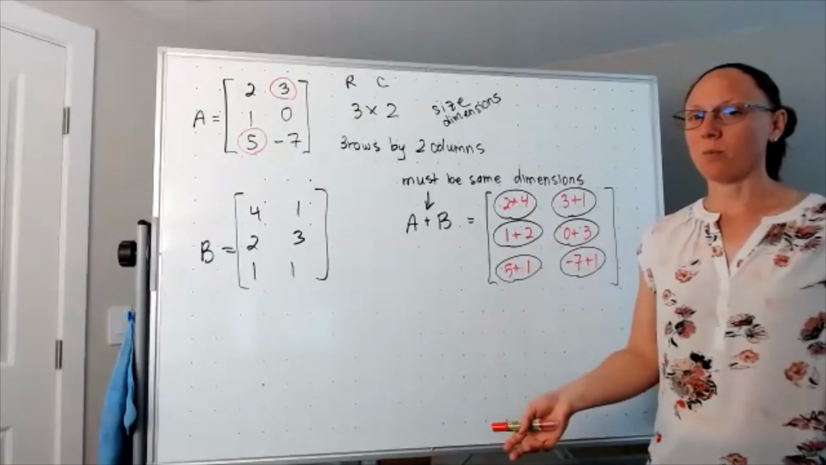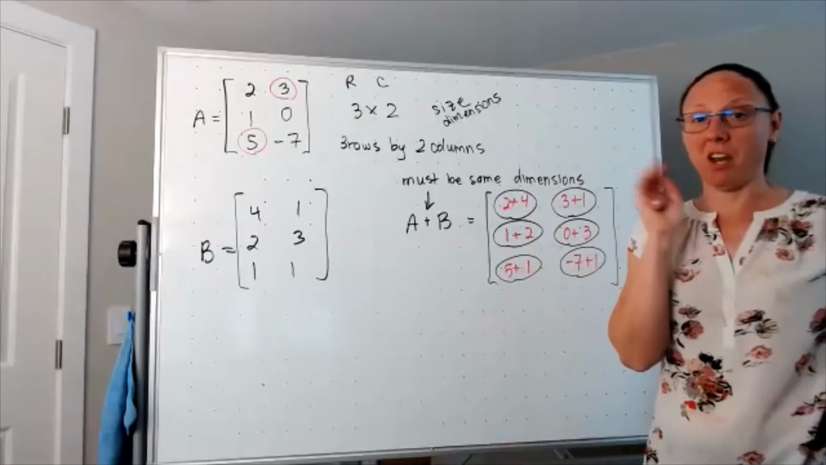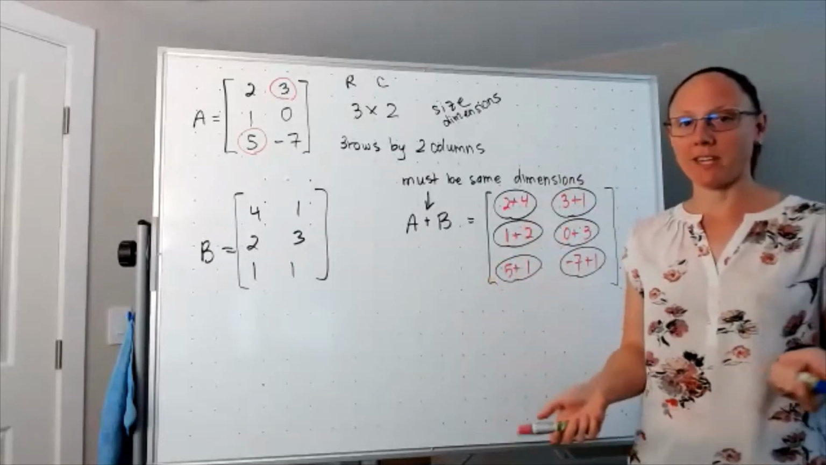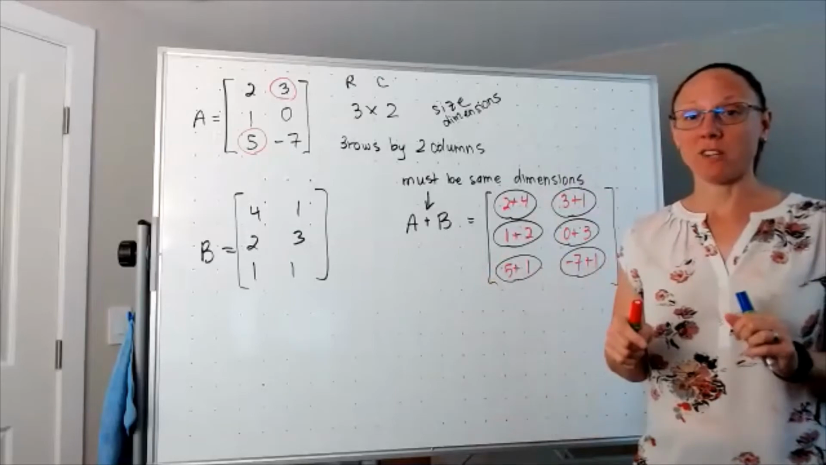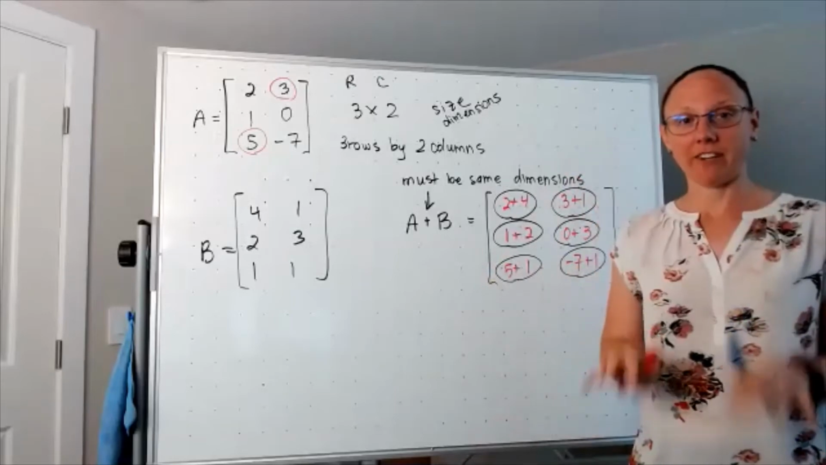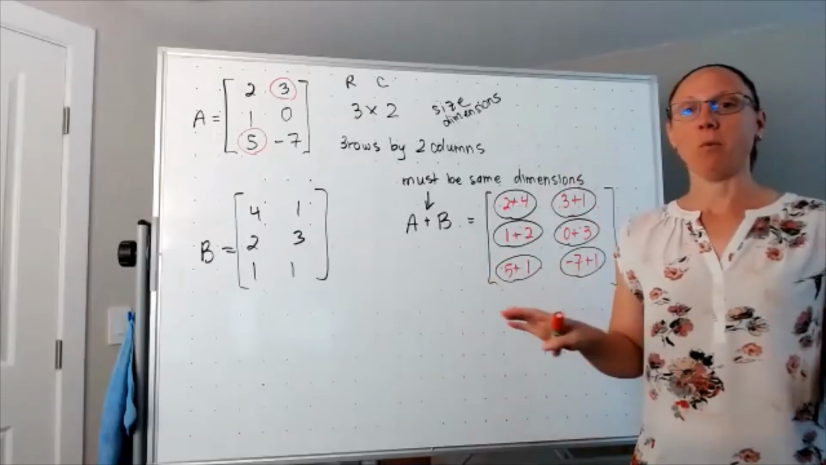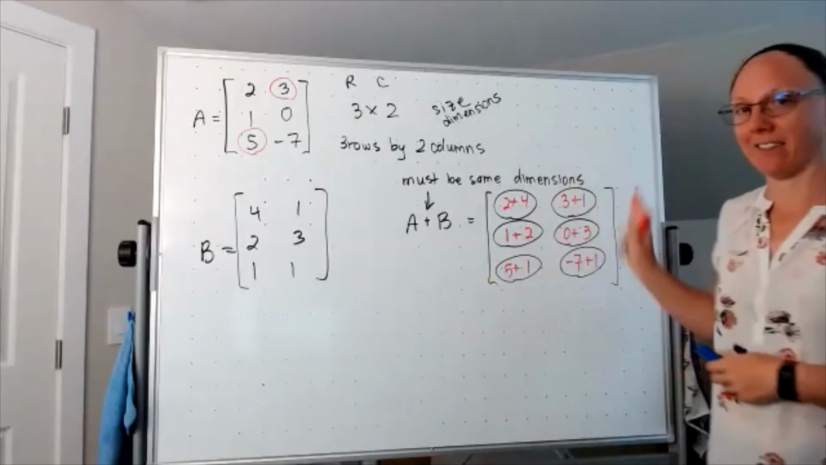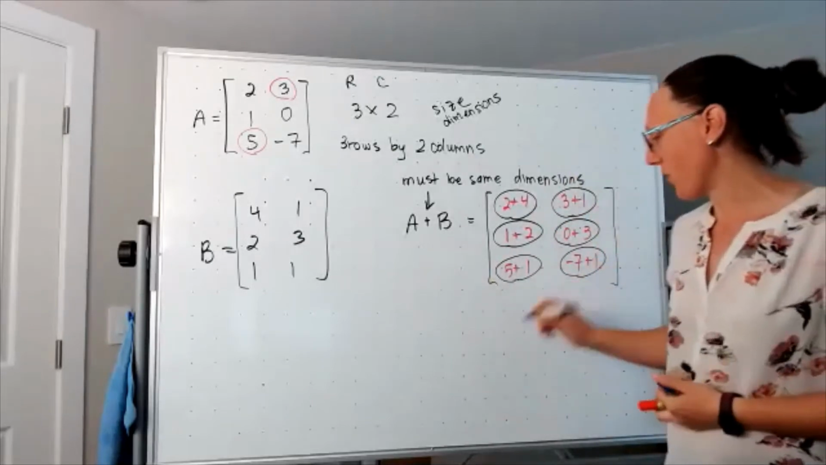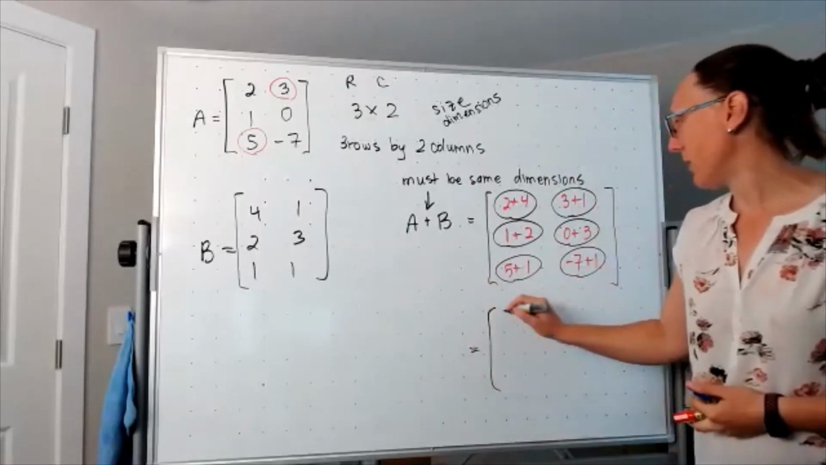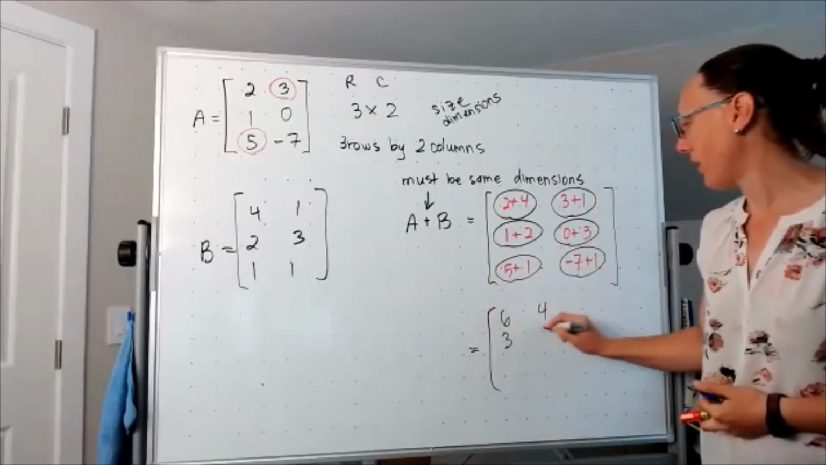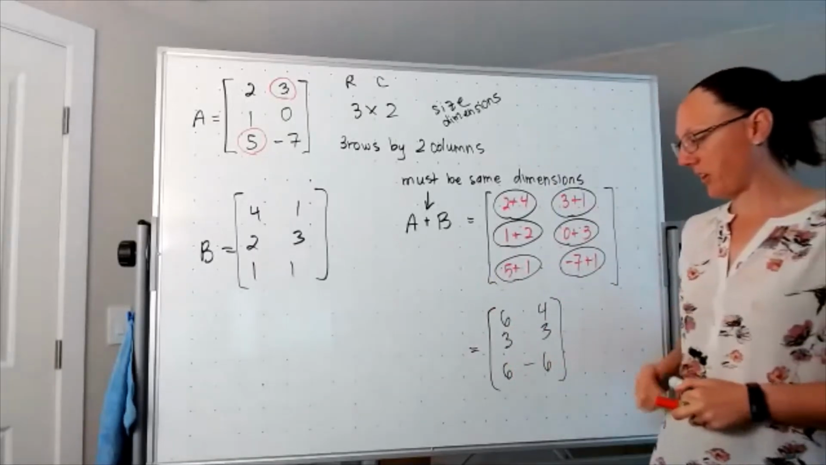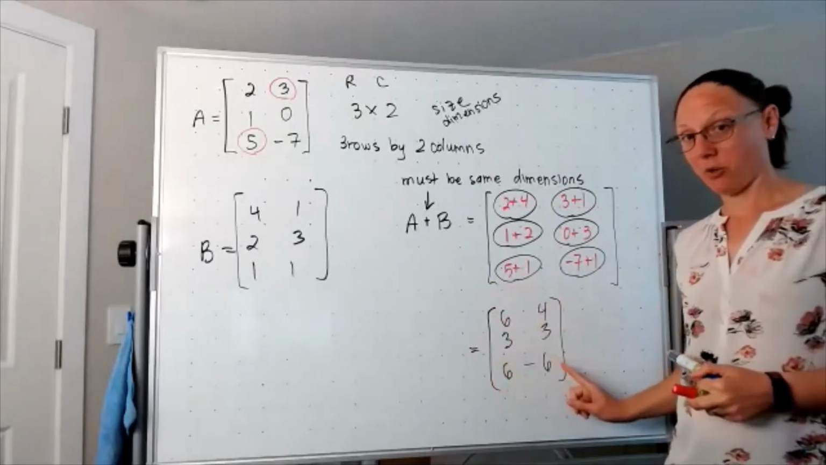Now, you might ask, can you add just a number to a matrix? Nah, you can't. If you're going to add matrices, we have to have two matrices that are identical in their dimensions. And when we add them together, we get a new matrix that has exactly the same dimensions. So if I wrote this out, 6, 4, 3, 3, 6, -6, it is another 3 by 2 matrix.